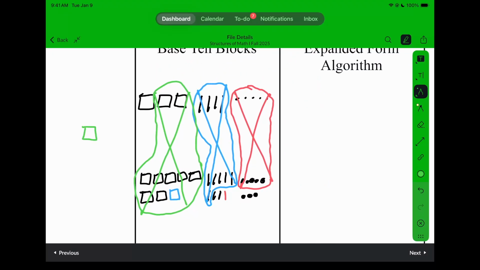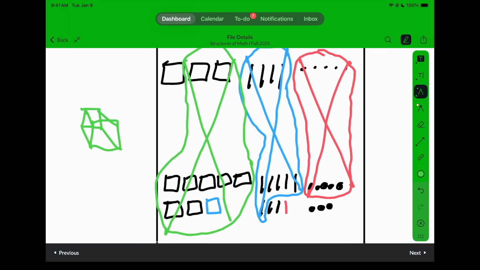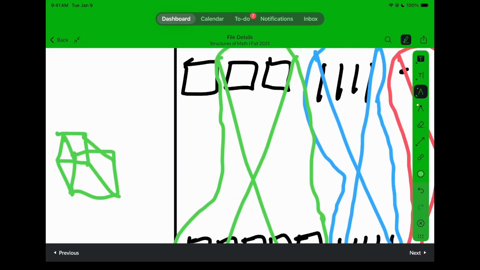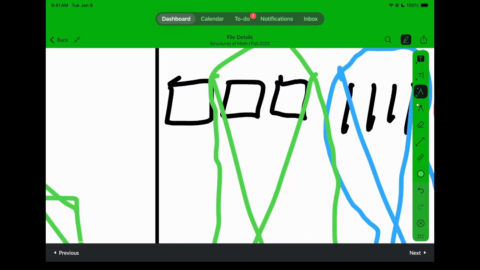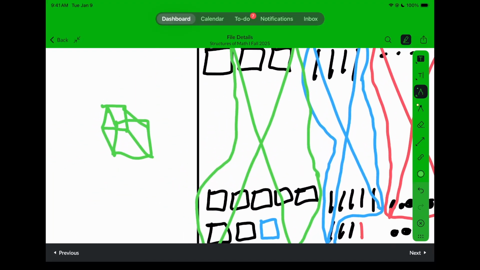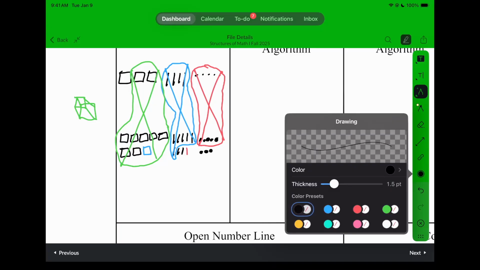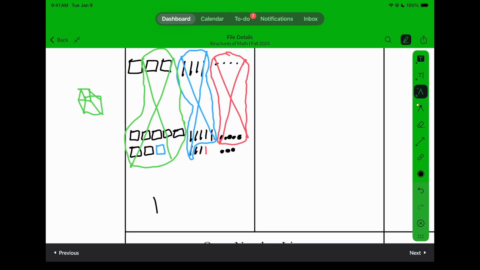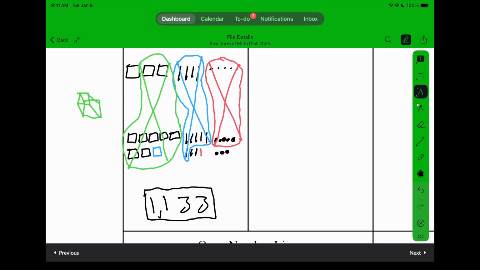Because now they are this cube. That's a cube, trust me. Any more 10s? No. 1 flat's left over. And then there's not 10 cubes. We only have the 1 cube. So then that would mean you count it up. So cubes is 1,000. We have 1. Flats, we have 1. Longs, we have 3. Units, we have 3. Our answer is 1,133.